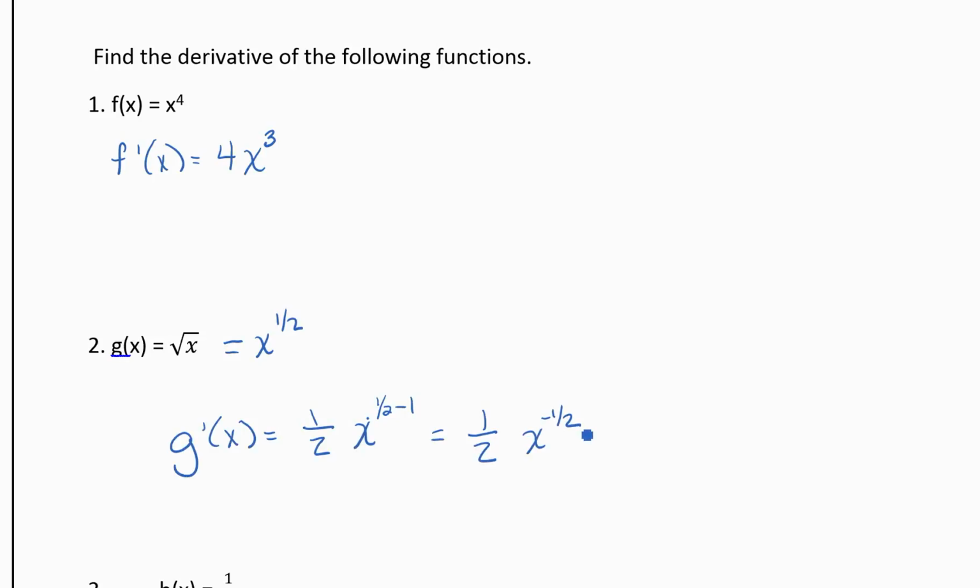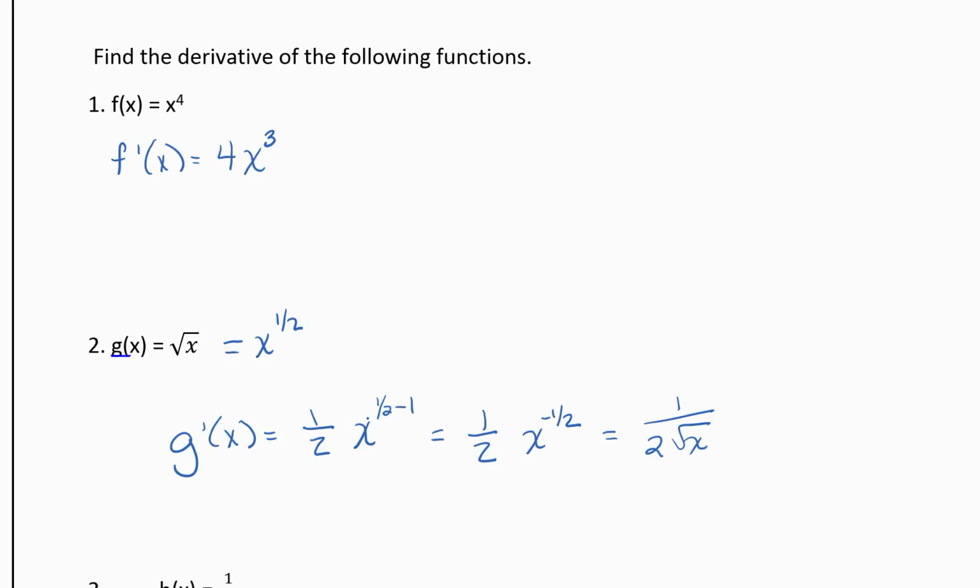Okay, so you could leave it like that if you really wanted to be kind of proper. The negative means you would write the x in the denominator, and with it being a 1/2, we'd have the square root of x in the denominator, so it'd be 1 over 2 square root of x.